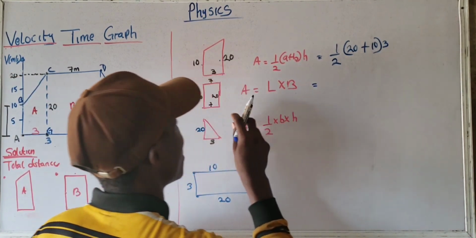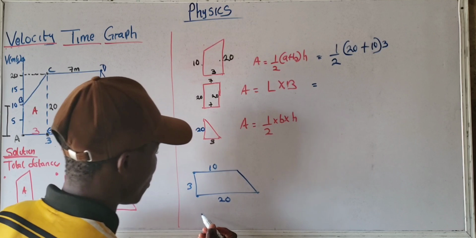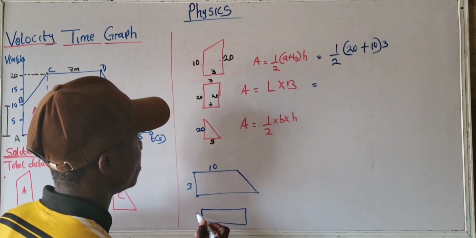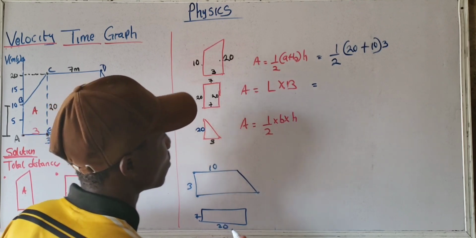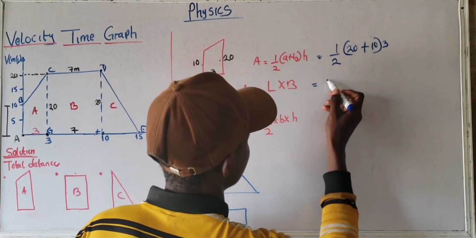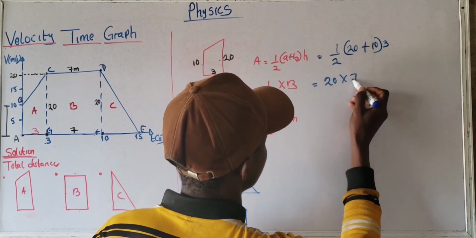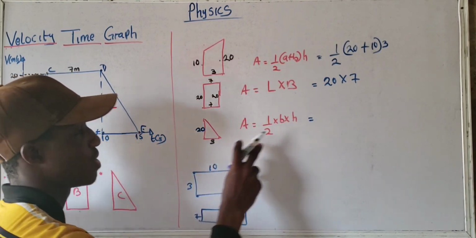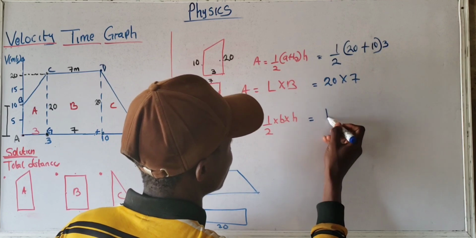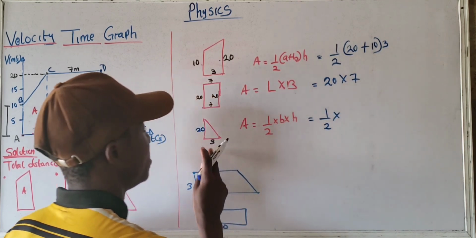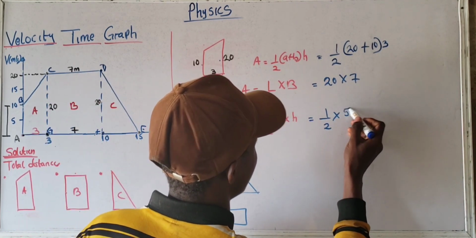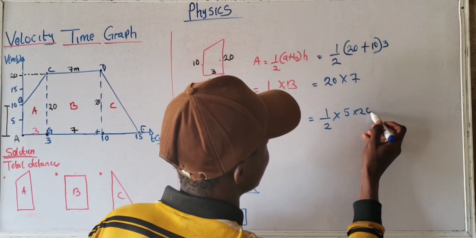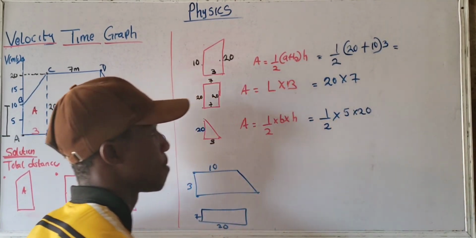And for this, we're going to have length times breadth. If you redraw the rectangle, you're going to have something like this. This will be 7, and this will be 20. So the length is 20, and the breadth is 7. Okay. And for the right angle triangle that we have here, it is 1 over 2 base times height. So I'm going to have 1 over 2 multiplied by base. The base is 5, and the height is here. This is the height, which is 20, multiplied by 20. Okay. So let us calculate.